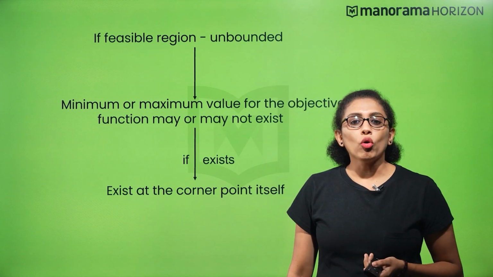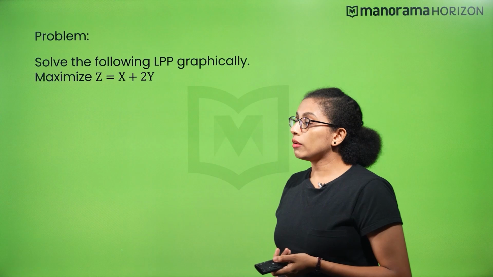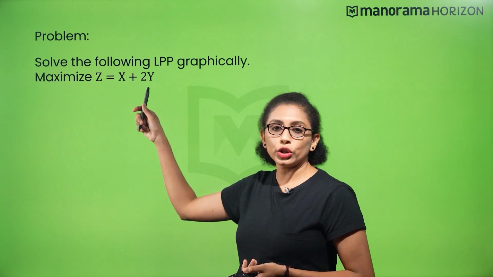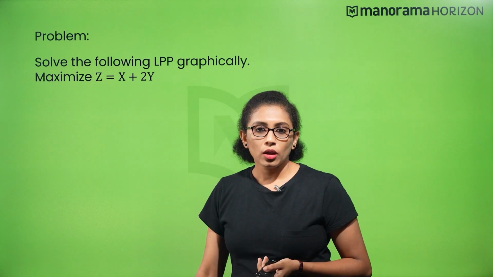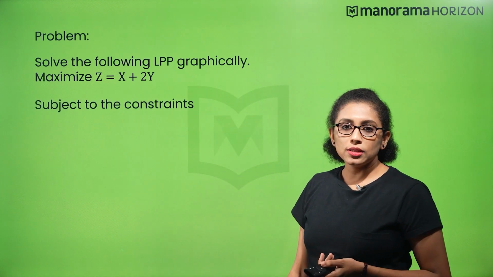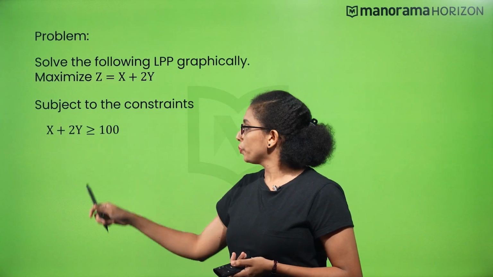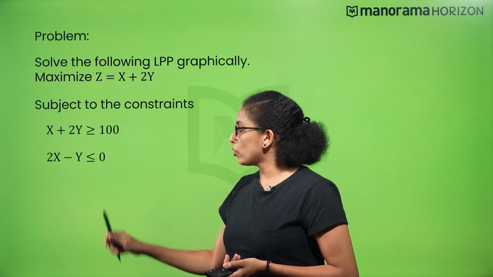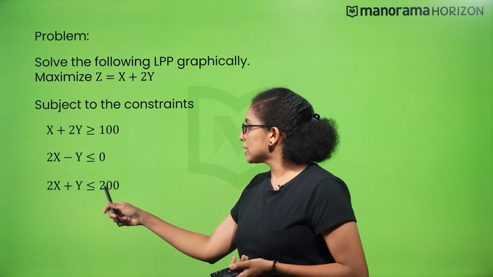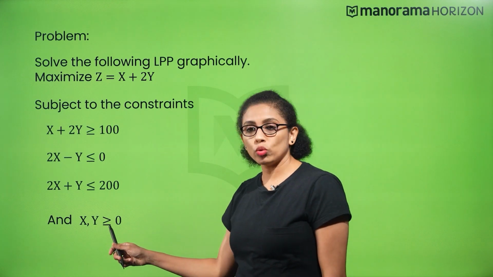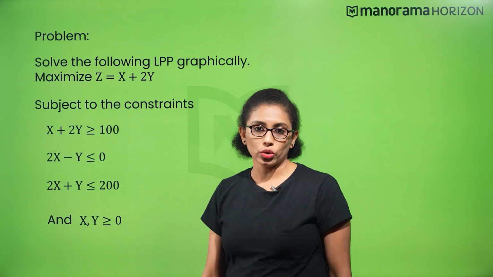Let us do it for the problems. Solve the following LPP graphically. The question is, maximize z equal to x plus 2y, subject to the constraints: x plus 2y greater than or equal to 0, 2x minus y less than or equal to 0, 2x plus y less than or equal to 200, and x and y both greater than or equal to 0.